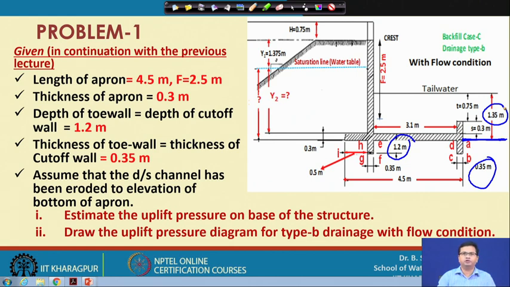Before solving this type of problem, first you have to clearly visualize what is given in the problem. You can see this diagram, try to understand it. It is full flow condition. Full flow condition implies that there is water above the crest. Here the water level is given as h equal to 0.75 meter and there is tail water at the downstream side, so it is full flow condition.